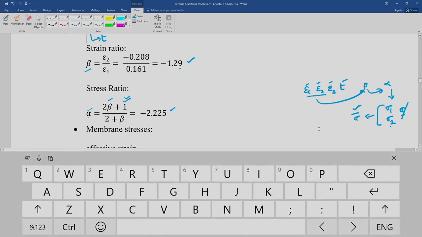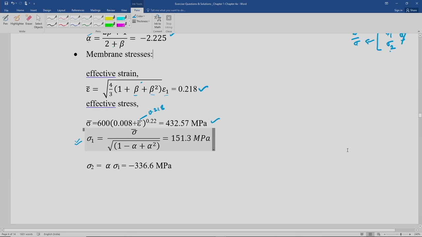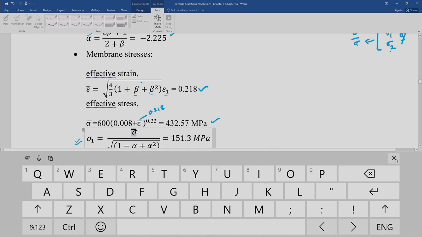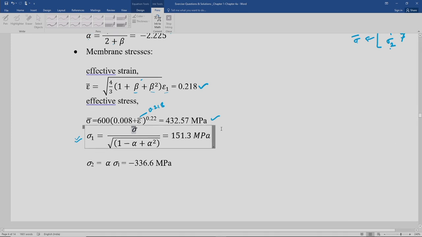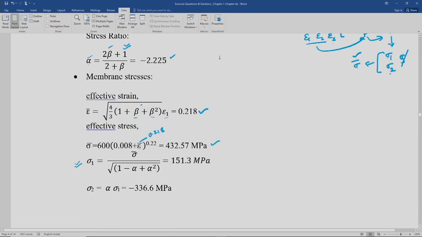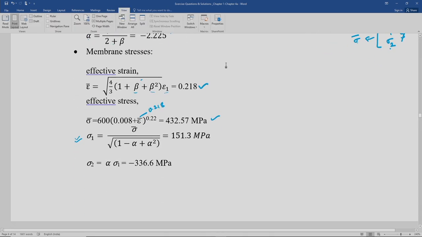So in that PowerPoint slide, I think we have used it. Okay, so you can use this equation. So sigma bar is known to you already. This is the value. Okay, so now what we are going to do is we can substitute this sigma bar equation, and we are going to use this particular sigma bar value known to me, divided by square root of 1 minus alpha plus alpha square.